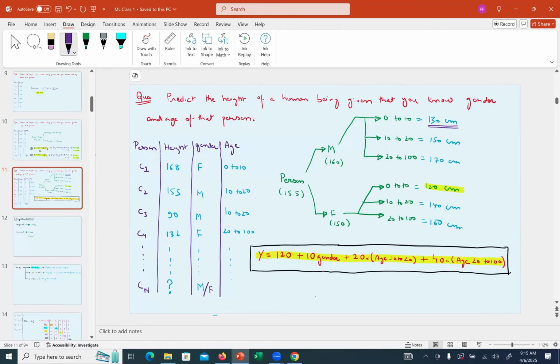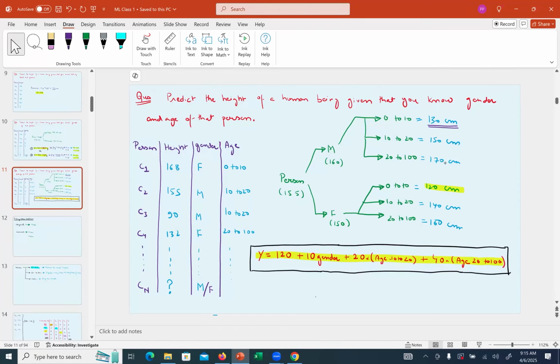Let's say there is a new customer, right? In the future, you don't know the height of that person. You're supposed to predict it. So on this data we have trained. Now, whenever a new customer comes, we will just see what his gender is. Let's say he's male. What is his age? Let's say he is 22 years old. So I know that he will fall into this bucket. So my prediction for his height will be 170 centimeters.